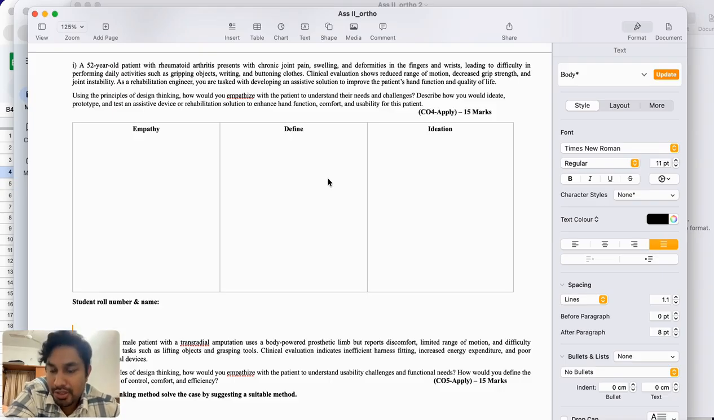So as a rehabilitation engineer, we ourselves have to empathize as engineers tasked to develop a solution to improve the patient's hand function and quality of life.